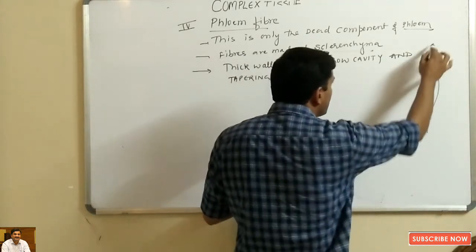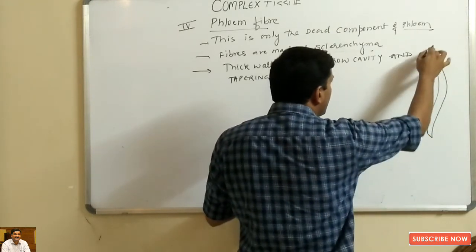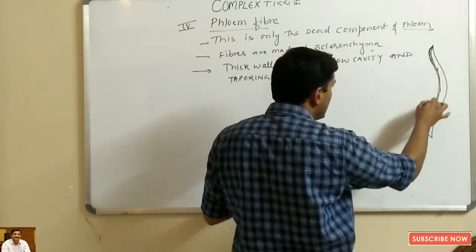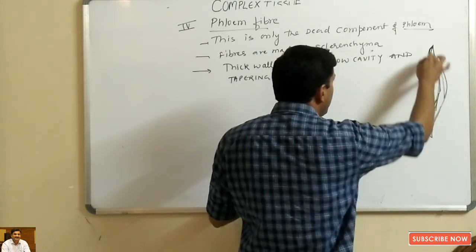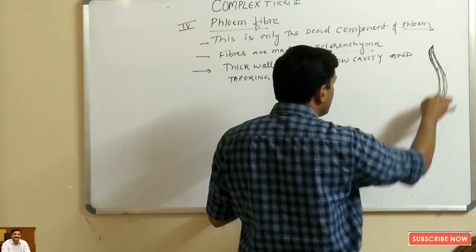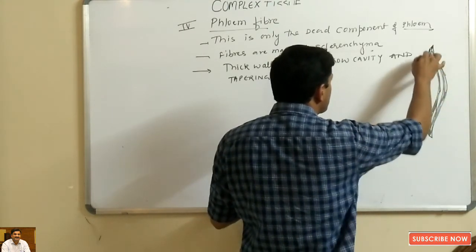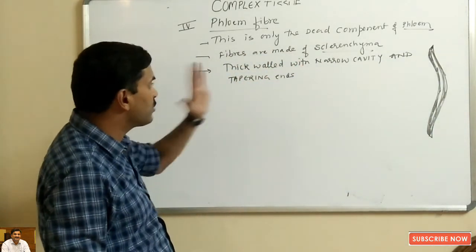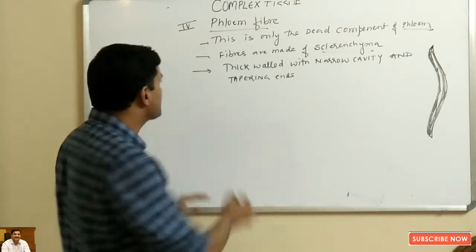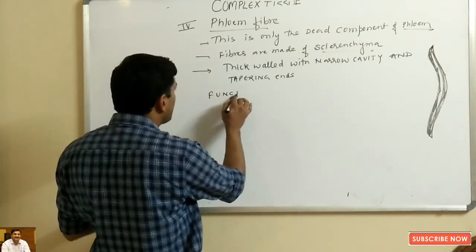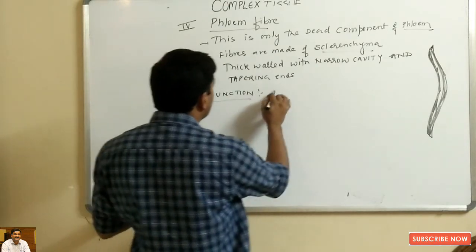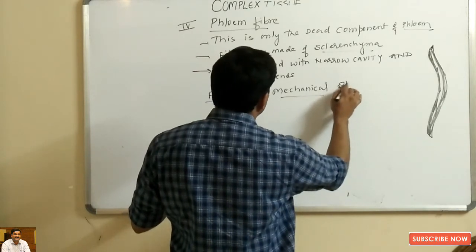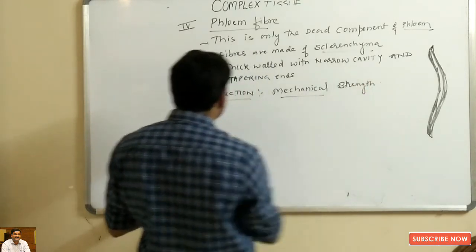Fibers are like this type. See here, their ends are pointed, but as they are composed of sclerenchyma, substance is deposited on them and their cavity becomes reduced. See this, the substances are deposited, and that's why I have written that they are thick walled, but they are having narrow cavity and they are having tapering ends. What is their function? They will be providing the mechanical strength, because they are dead.